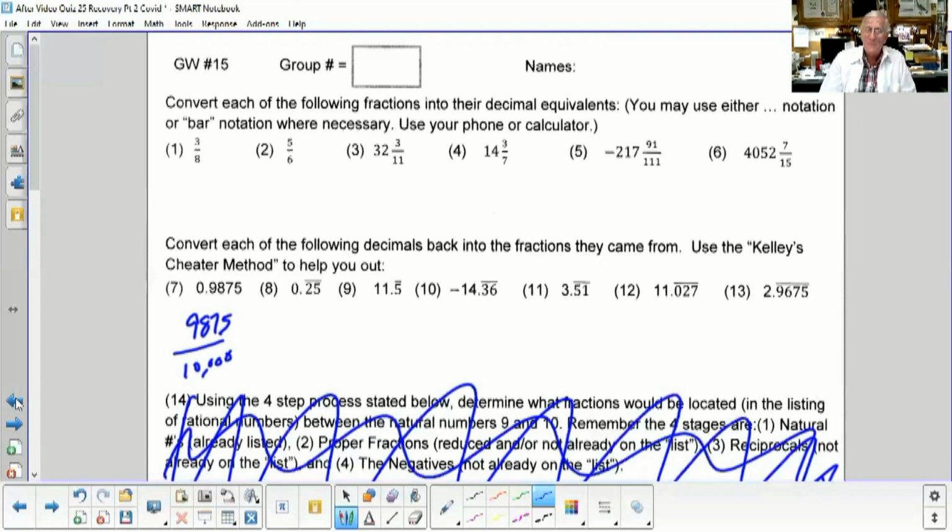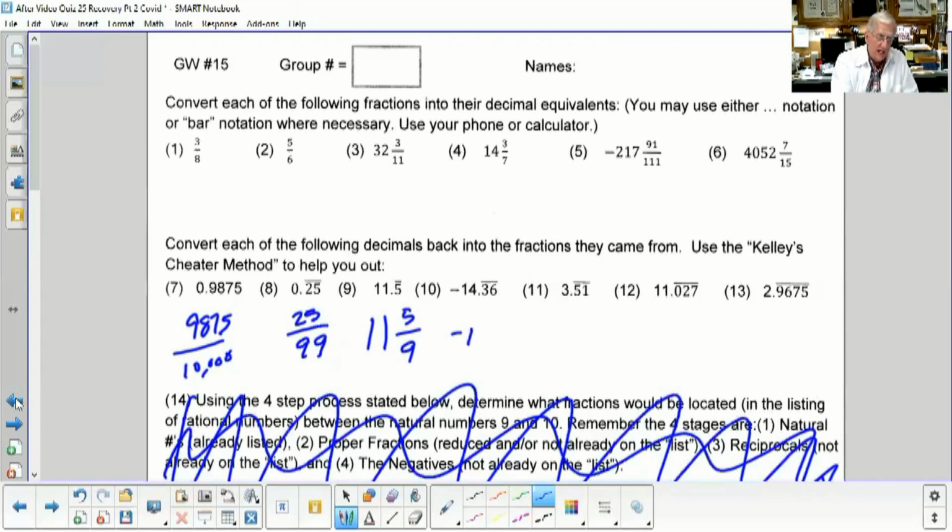For number 8, 0.25 bar, you simply put what? 25 over 99. All right? For 11.5 bar, you put the whole number down. How many digits are repeating? Just 1, the 5. You stick it over 9. 11 and 5/9 is the fraction or rational number that 11.5 bar came from.